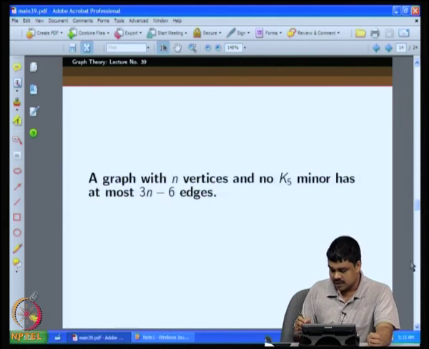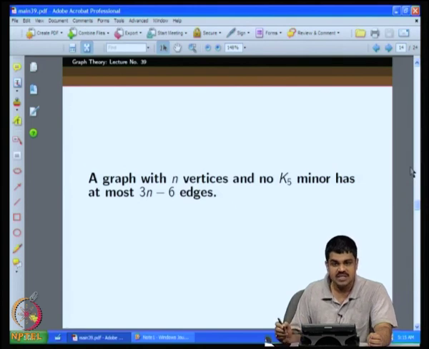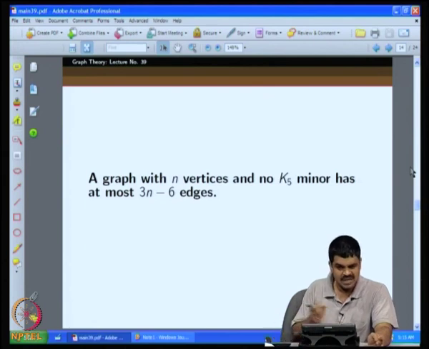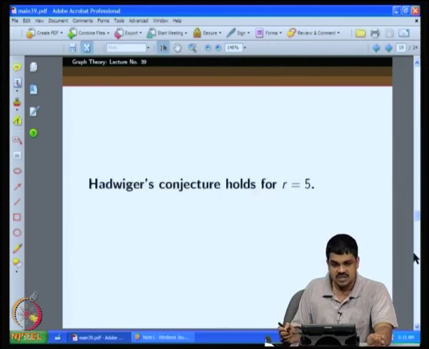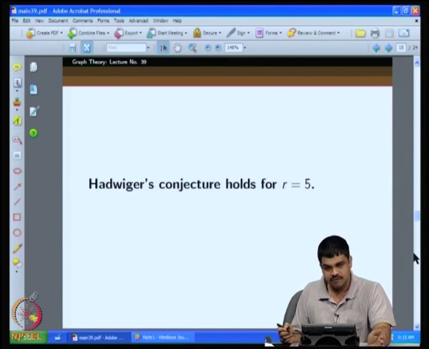From this you can immediately conclude two things. One is how many edges there will be. A graph with n vertices and no K5 minor has at most 3n minus 6 edges. The same kind of induction we did; here slightly more complicated calculations are required, but it is easily done by induction. The other thing we can conclude is that Hadwiger's conjecture holds for the case r equal to 5. That means if a K5 minor is not there, we can always color with 4 colors.